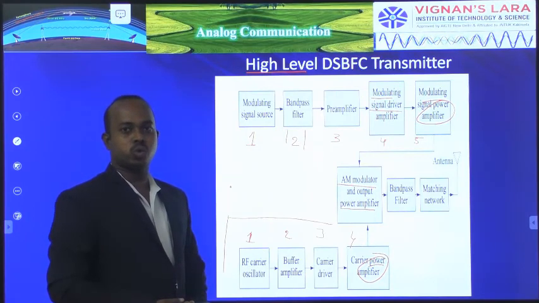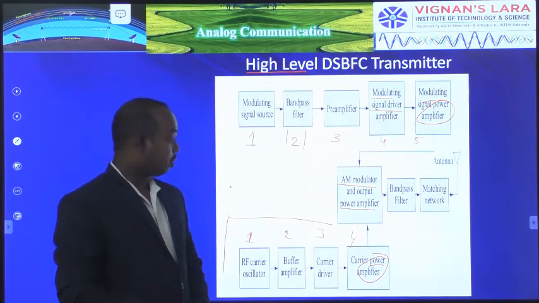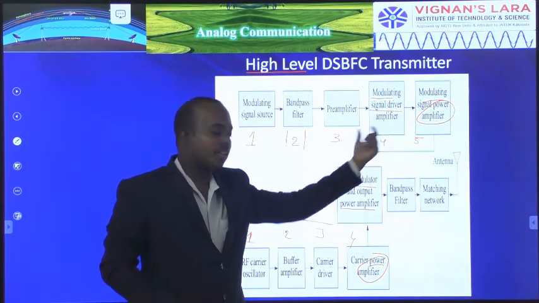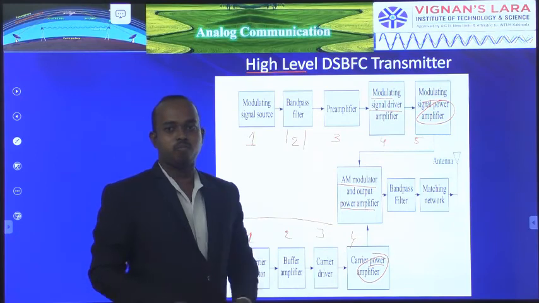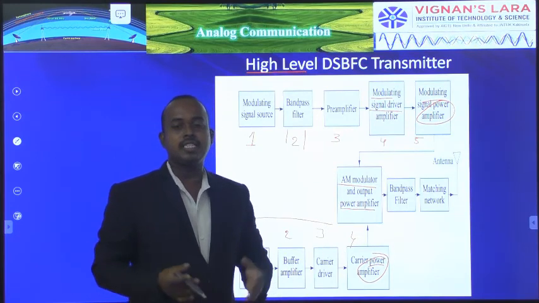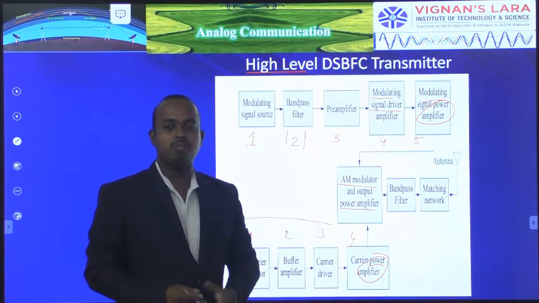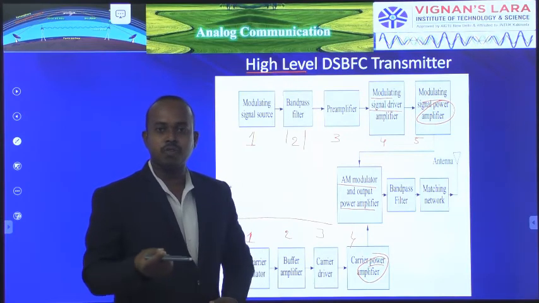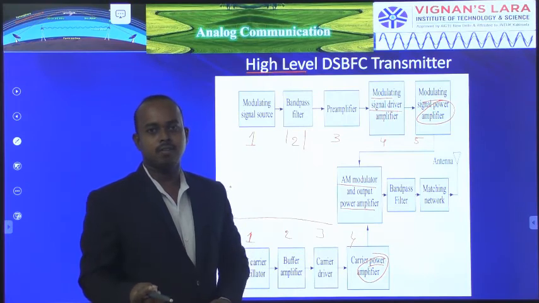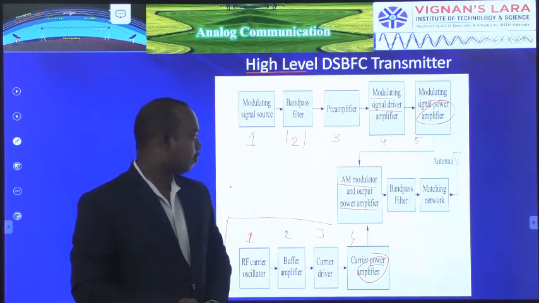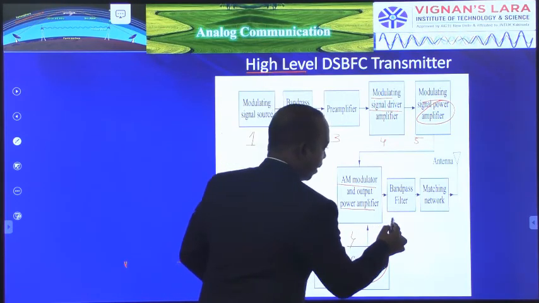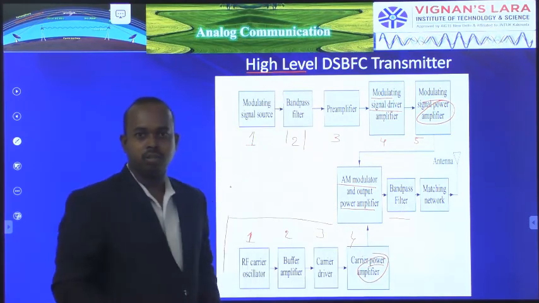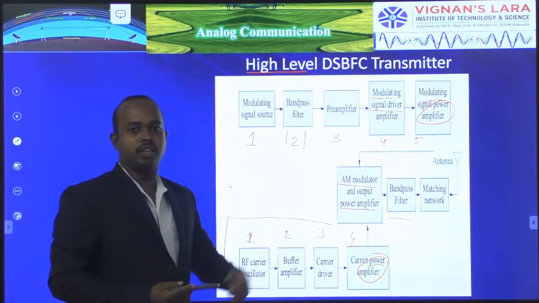In the previous case, we did not include the power amplifier, but here we include the power amplifier before the modulating signal and before the carrier signal. Once the power amplifier is included, these signals have more strength. The higher strength signals are assigned to the AM modulator. The output of the AM modulator is the power output. The power amplifier output we assign to the band pass filter. The band pass filter signal we would directly assign to the antenna.